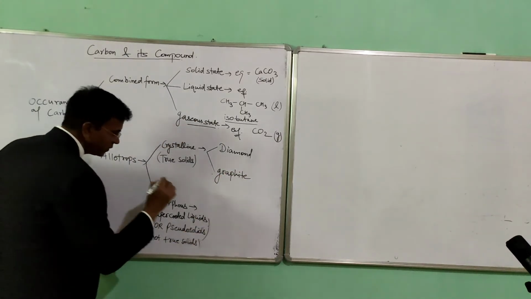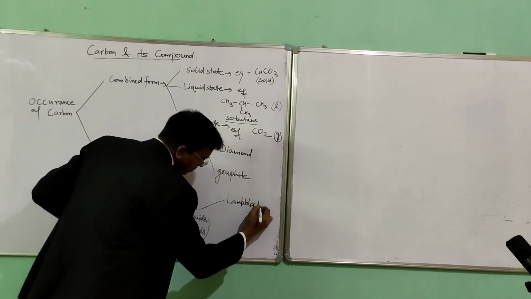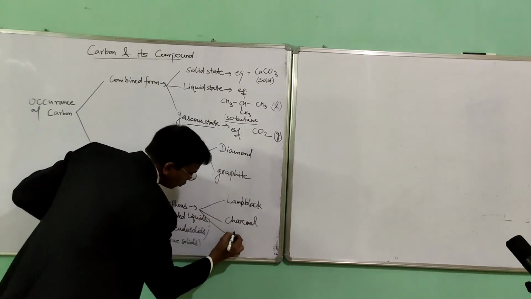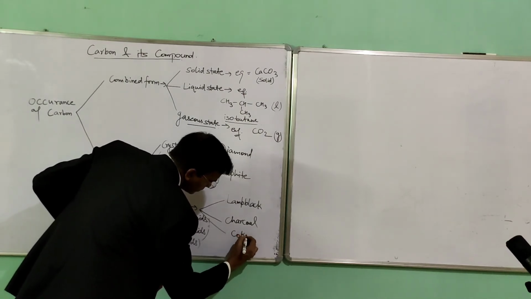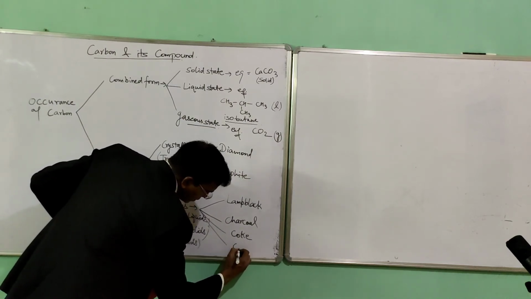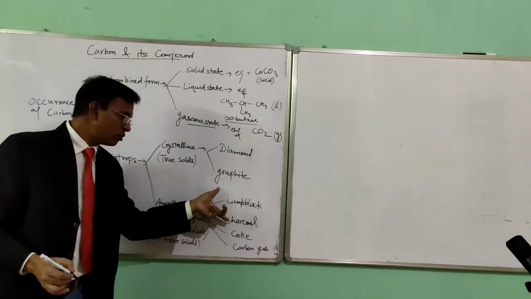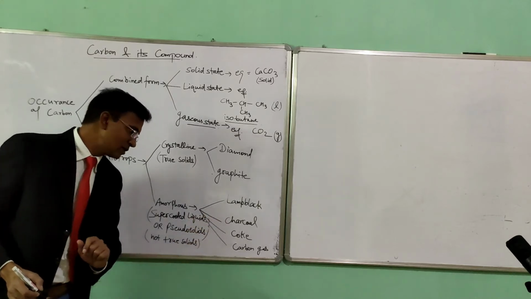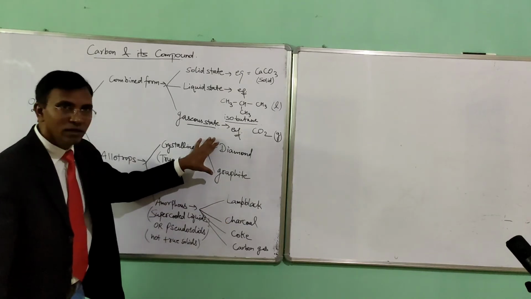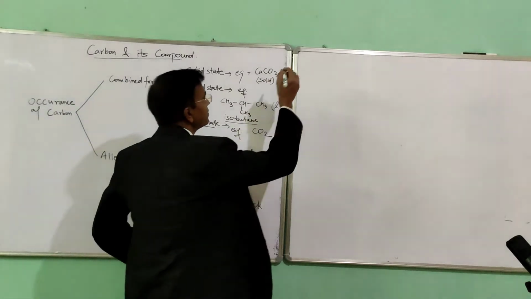And the amorphous forms of carbon are lamp black, then the coke, and then the carbon gas. Here are the four kinds of amorphous forms of carbon. So now we are going to discuss one by one: diamond, graphite, lamp black, charcoal, coke and carbon gas. So first is the diamond.